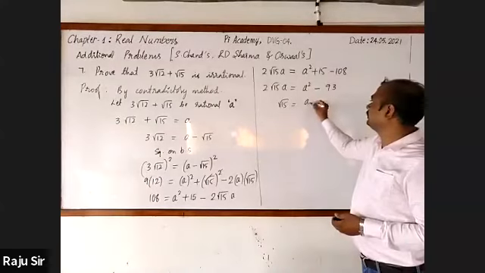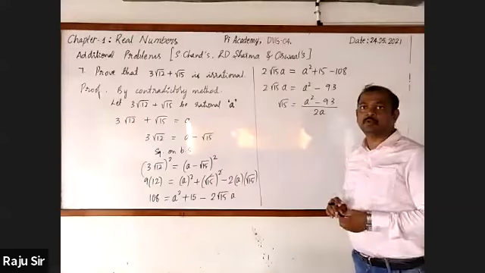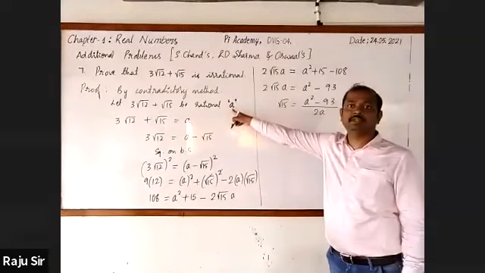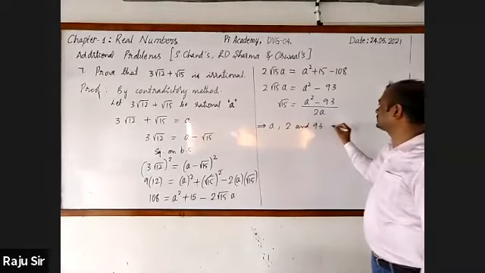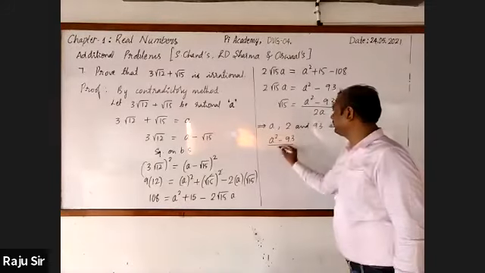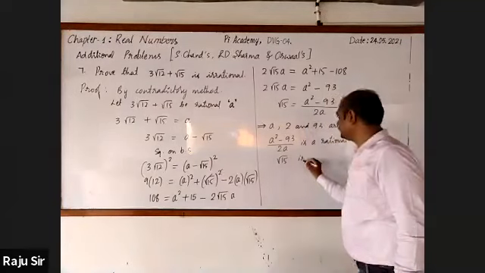Next, solve root 15 only. Root 15 is equal to a square minus 93 by 2a. Hope you have got it. Now we all know that a is a rational number. It is our assumption. 2 and 93 are also rationals. Then a square minus 93 by 2a is a rational. That is equal to root 15 is a rational.